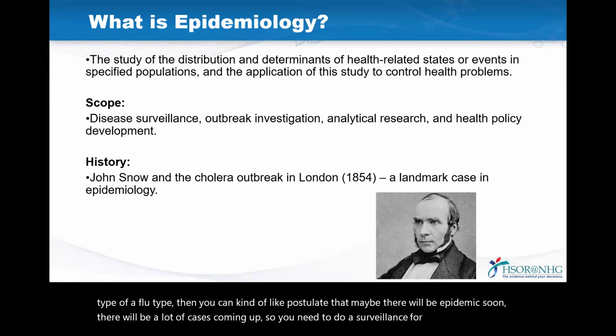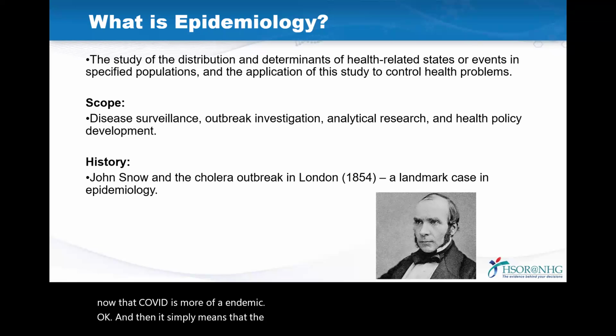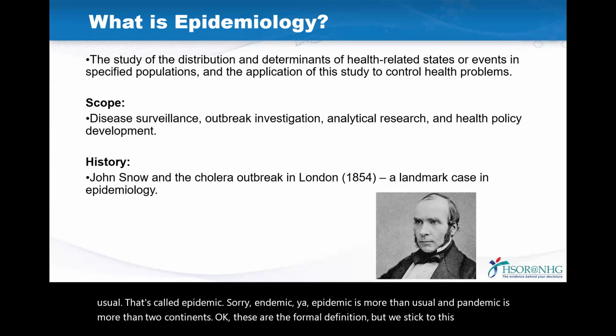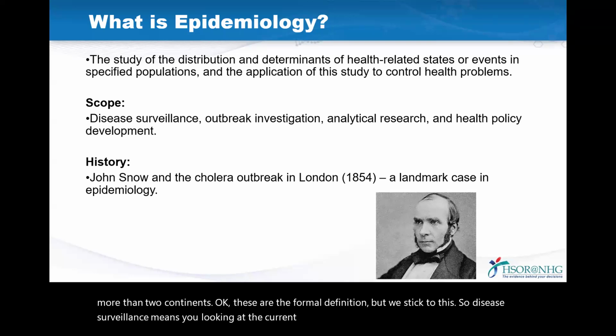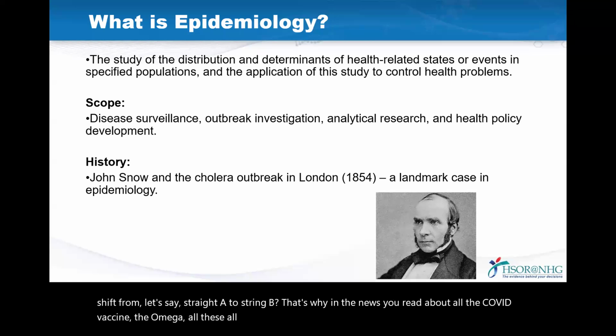For example, COVID, now that COVID is more of an endemic. Endemic simply means that the number of cases is the usual, no more than usual. Epidemic is more than usual, and pandemic is across more than two continents. These are the formal definitions, but we stick to this. So disease surveillance means you're looking at the current state. Any changes? Is it too many? Is there any shift from, let's say, strain A to strain B? That's why in the news you read about the COVID vaccine and all the different variants. They're trying to monitor it.